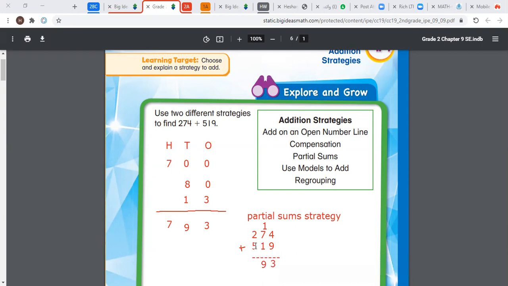2 plus 5 equals what number? 2 plus 5 equals 7. So the answer equals also 793. The name of this strategy, Adam, is the place value strategy. Place value strategy. Okay? Adam, you're an excellent boy.